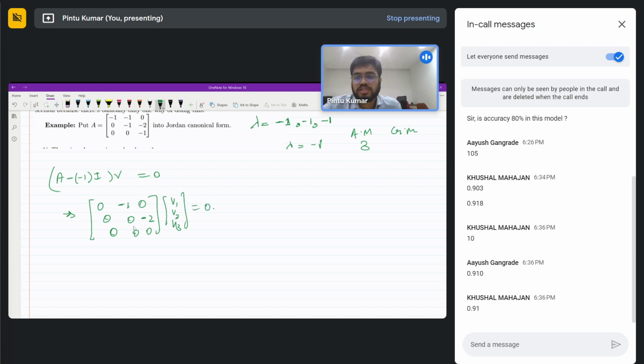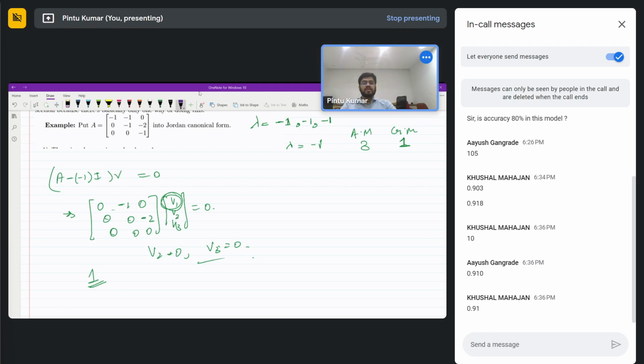Now if you look at this, the first row would mean that my v2 is 0, the second row would mean that my v3 is 0. What is left? Only v1 is left to be independent. So how many independent choices do I have? I have only one independent choice, and that's why I have only one linearly independent eigenvector. What does that mean? I have geometric multiplicity equal to 1. So what does my geometric multiplicity tell me? Geometric multiplicity tells me the number of Jordan blocks that I can have.